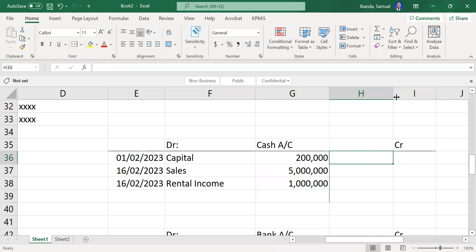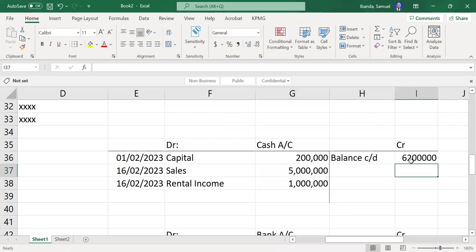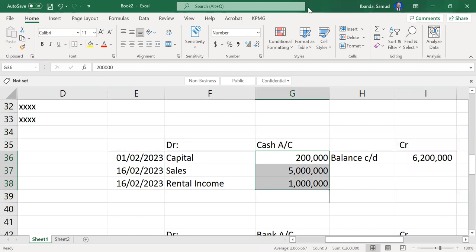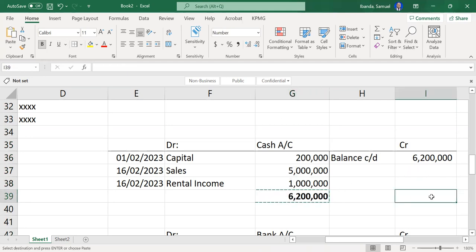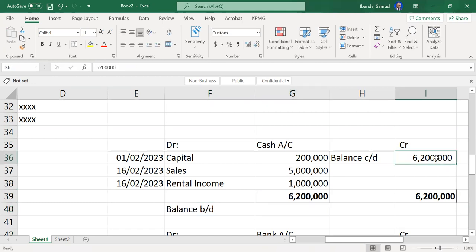Now, since this side does not have anything, I'll have what I call my balance carried down of the same amount here, which is 6.2. So what that means is that my total will now be the same. When I total up this side, I'll have my 6.2, and this side I also have still my 6.2. But since I put a balance carried down here on the side that was less, I have to put a balance brought down on this other side of 6.2. So I have balanced off my account called cash.